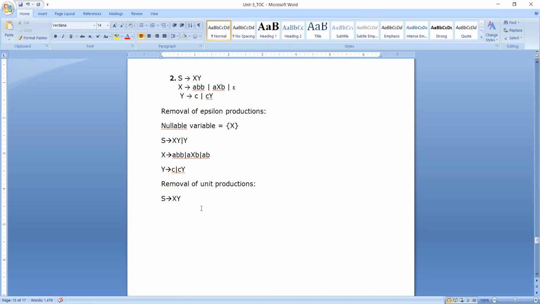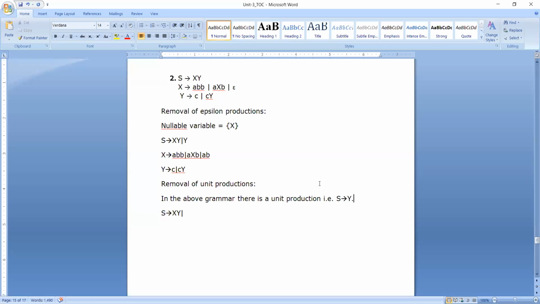Xy, or now please check what we got. Capital Y, single variable is available. Let me write here: in the above grammar, there is a unit production. What is that unit production?